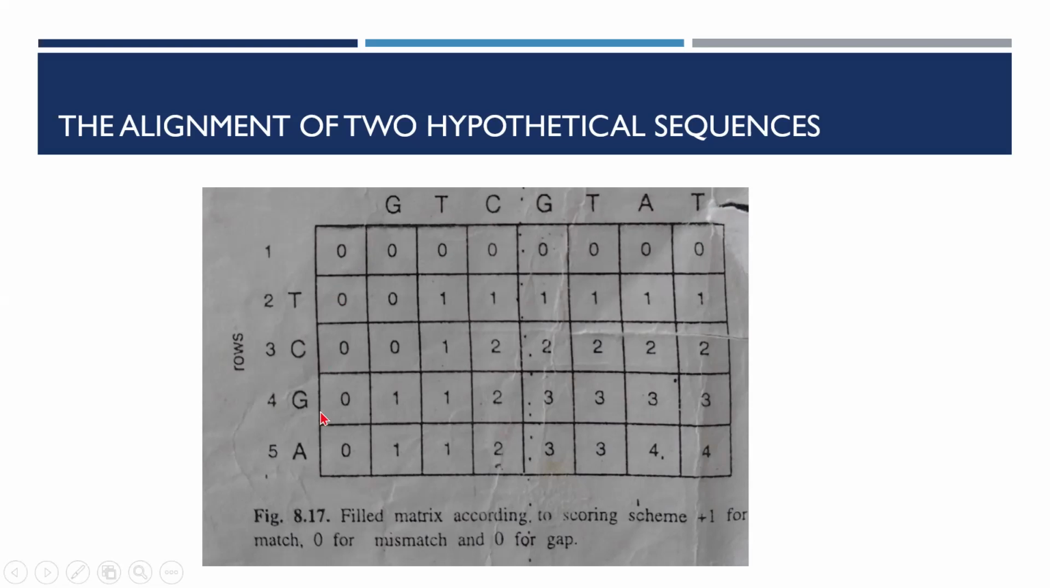Whereas the sequence taken on the y-axis, or the vertical axis, is 4. So the number of rows is 4 plus 1, 5. So make the matrix with 8 columns and 5 rows, right? And one sequence is taken on the horizontal axis, the other sequence is taken on the vertical axis. Then you need to define the scoring scheme.